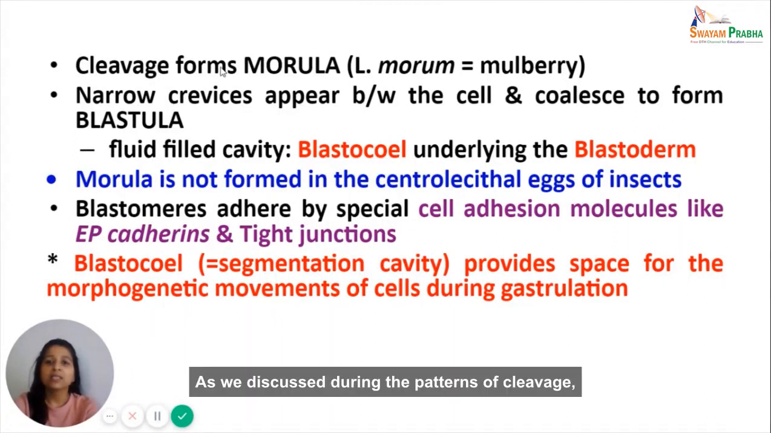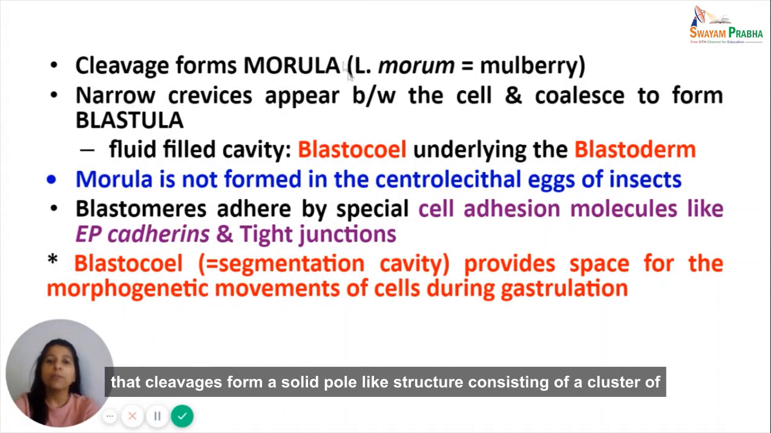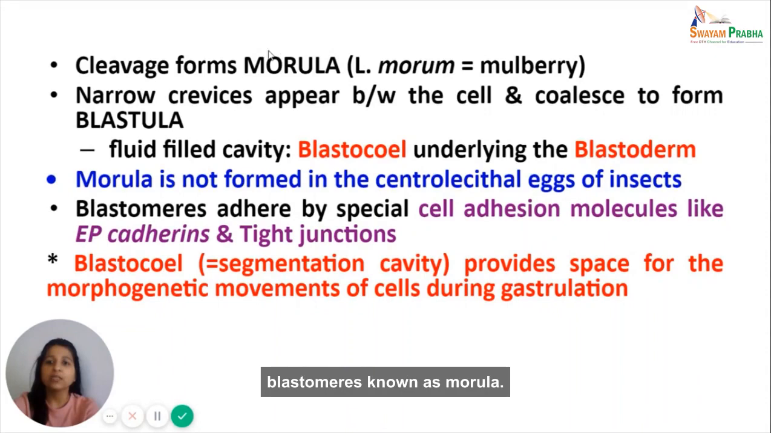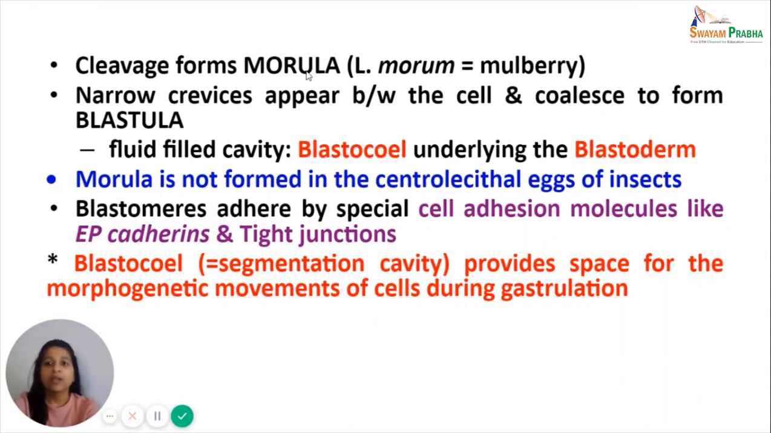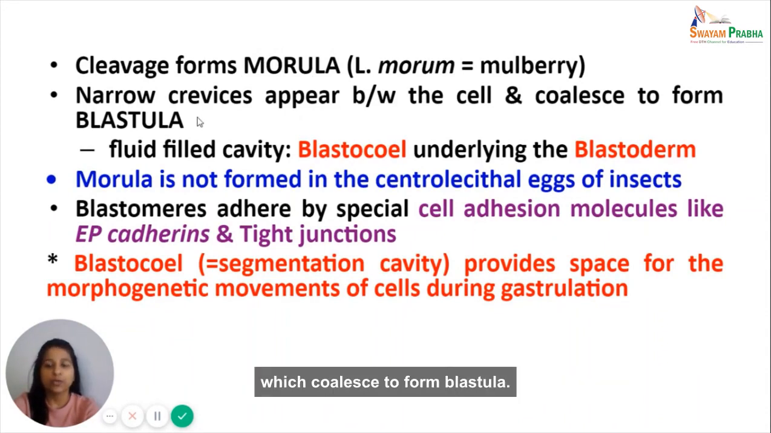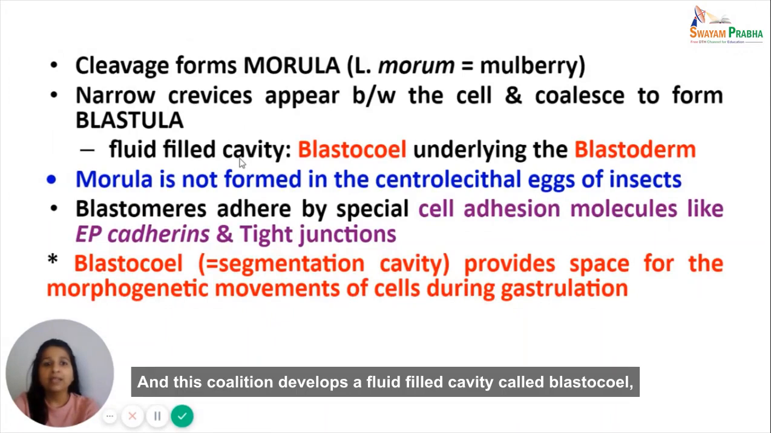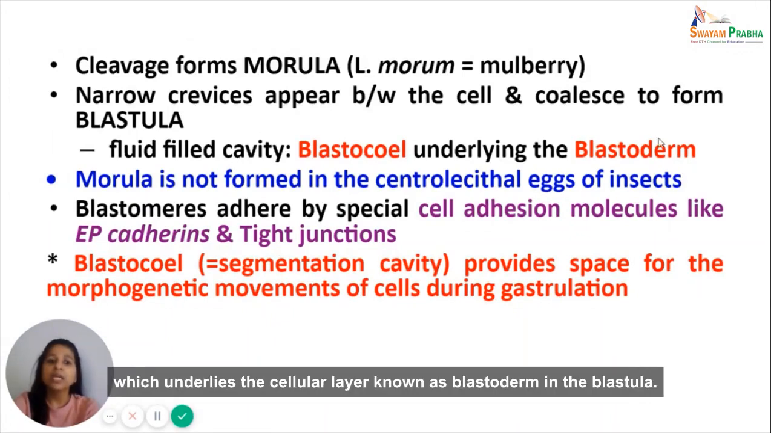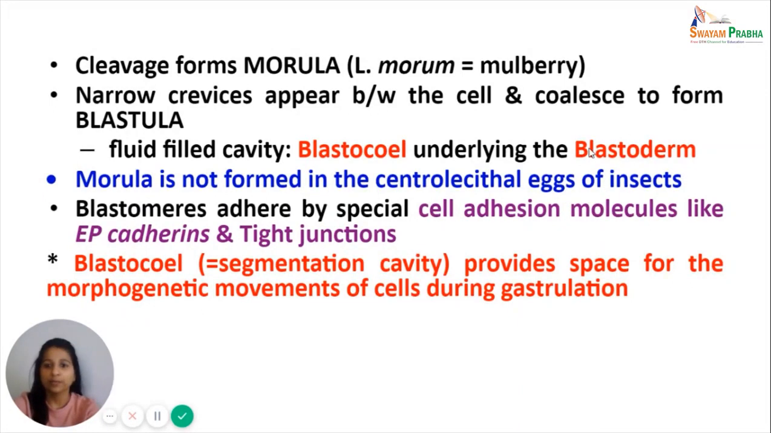As we discussed during the patterns of cleavage, cleavages form a solid ball-like structure consisting of a cluster of blastomeres known as morula. Soon, narrow crevices appear between the cells of the morula, which coalesce to form blastula. And this coalition develops a fluid-filled cavity called blastocele, which underlies the cellular layer known as blastoderm in the blastula.